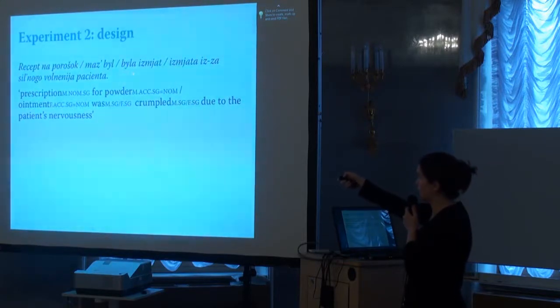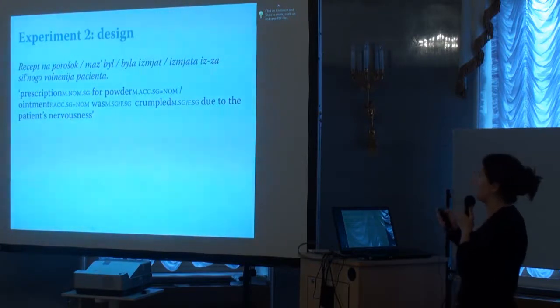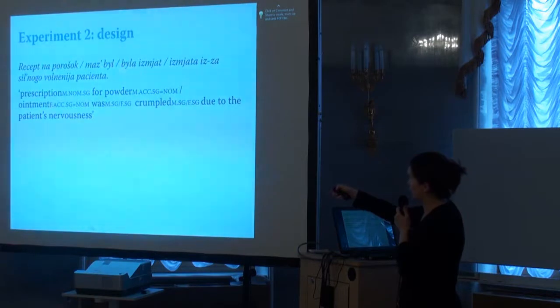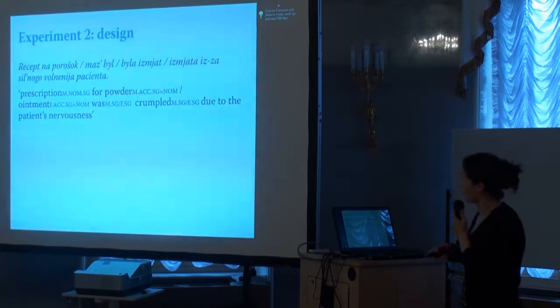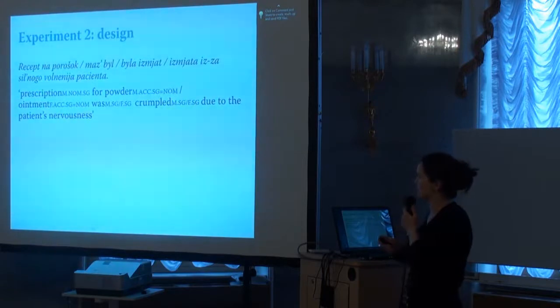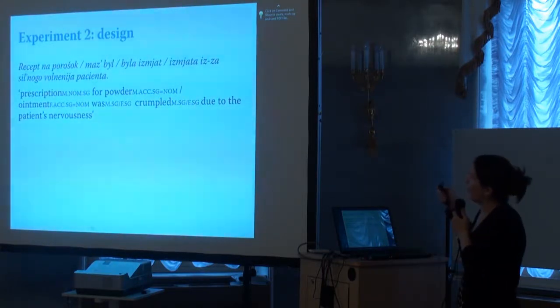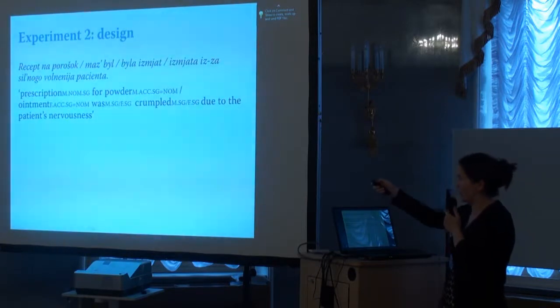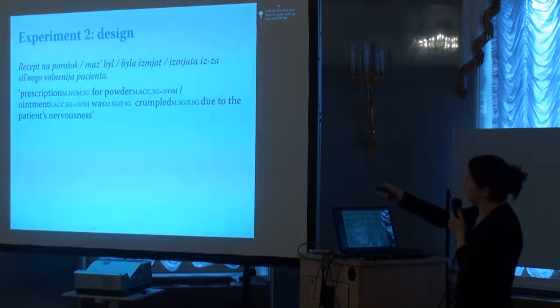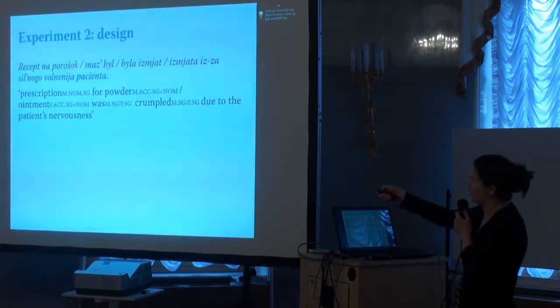And then we also had sentences with the verb in the correct form. Был измят, was crumpled, masculine, masculine. Or the verb in the wrong gender, была измята, so was feminine, crumpled, feminine. And then this modifier due to the patient's nervousness. So as you can see, if we have ointment here in feminine, we want to see how it influences processing of this mistake compared to the correct sentence and compared to the situation where we have masculine noun and not feminine noun here.